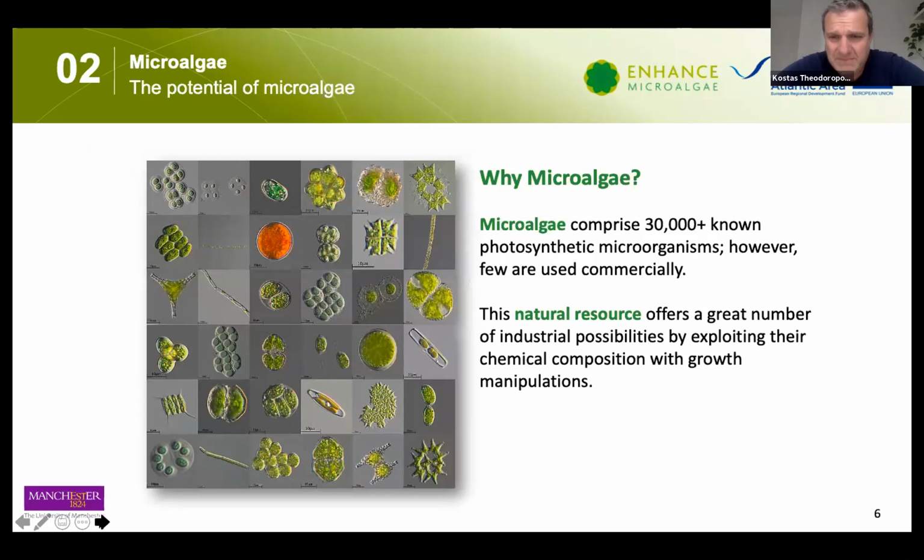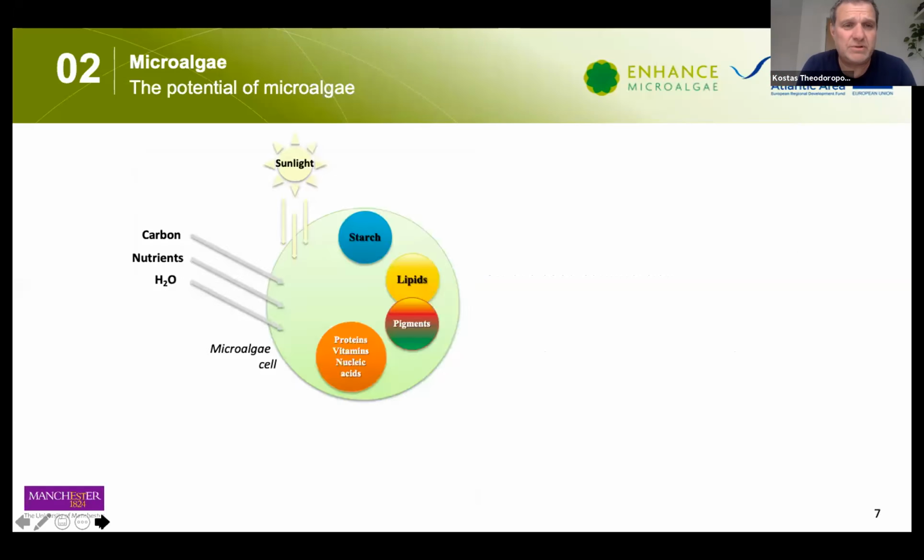So microalgae comprise more than 30,000 known photosynthetic microorganisms. However, despite this large range of strains, only few of them to date are used commercially. So the idea is that if you can make the growth of microalgal cells efficient and fast enough, right, you can have access to a wealth of products. And this is the idea that we want to exploit in the project, of course.